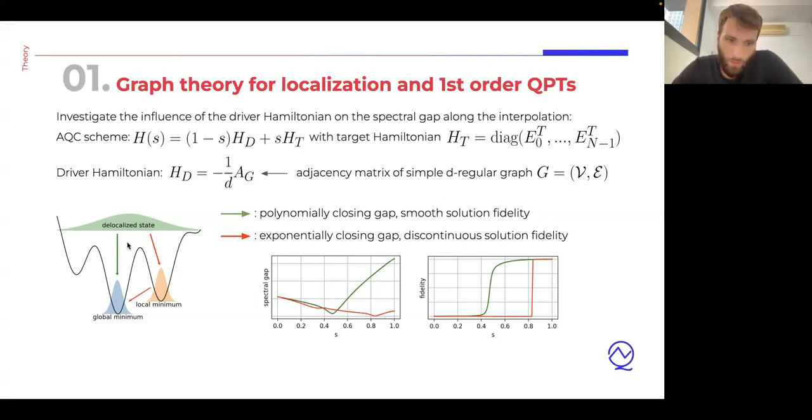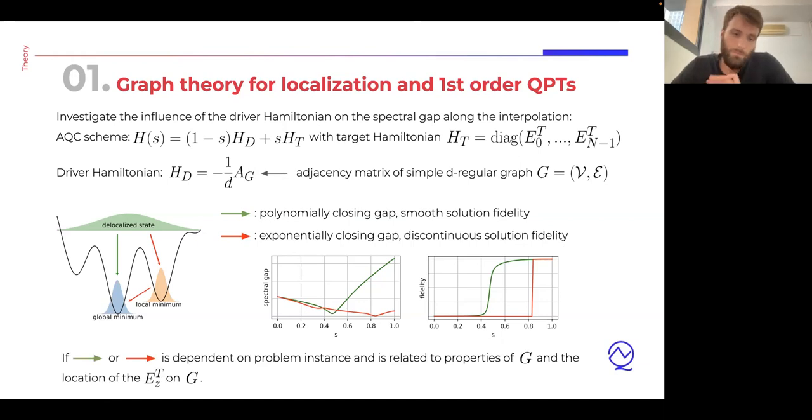However, this is not always what's going to happen. Sometimes the system is first going to localize in a local minimum and then has to tunnel through a potential barrier to get to the global minimum. And this is typically associated with an exponentially closing gap and a discontinuous solution fidelity, which are the red arrows here and the corresponding red lines in the spectral gap and the solution fidelities. And which of these two processes occurs basically depends on the graph G and how the target Hamiltonian energies are distributed over the nodes of G.